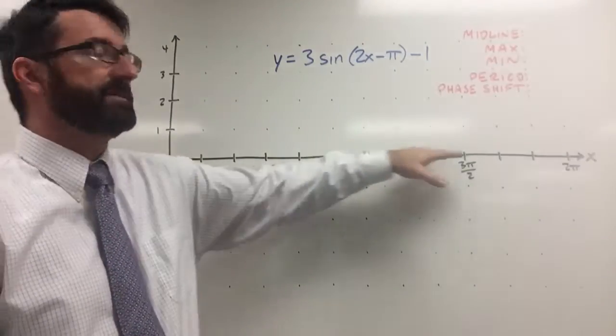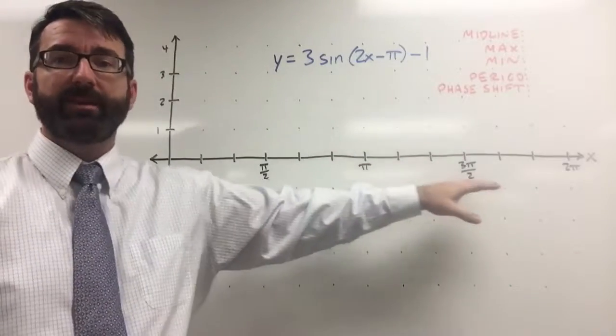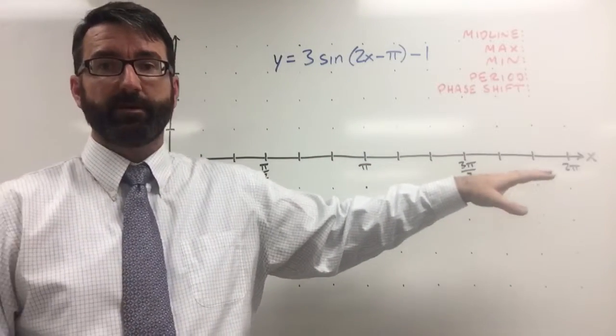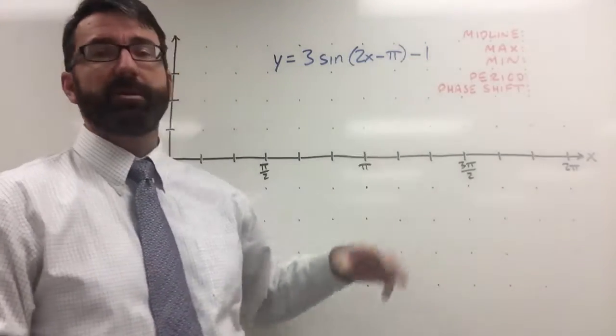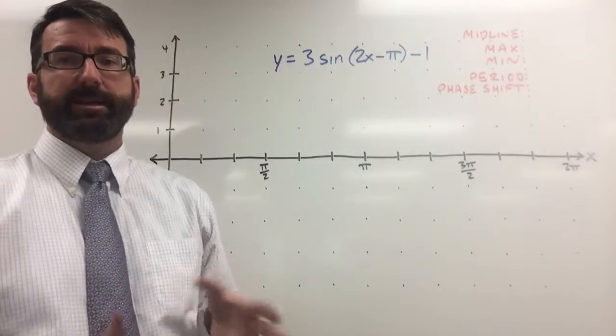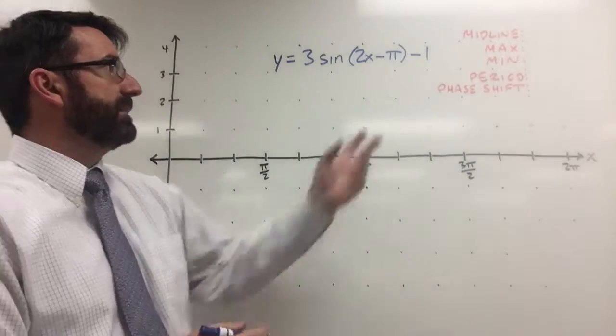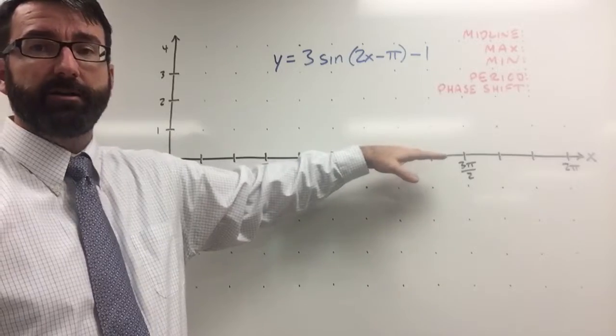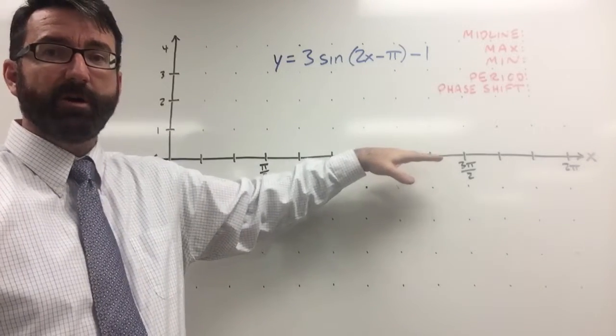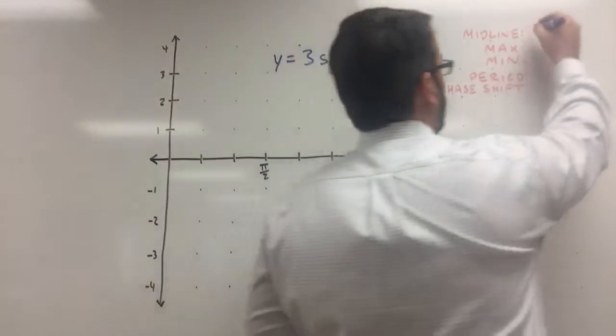The midline of a sine function is normally right on the x-axis at y equals 0. But that's going to be shifted up or down by this number, the number that we're adding or subtracting to the entire function. So here we're subtracting 1, so we're going to shift our midline from y equals 0 down to y equals negative 1.